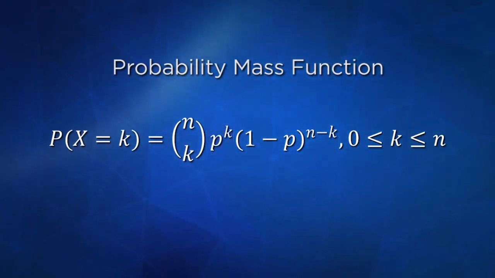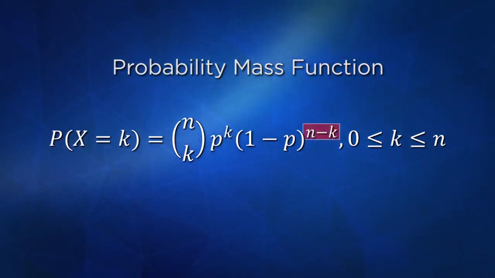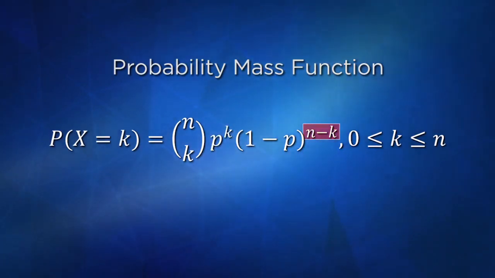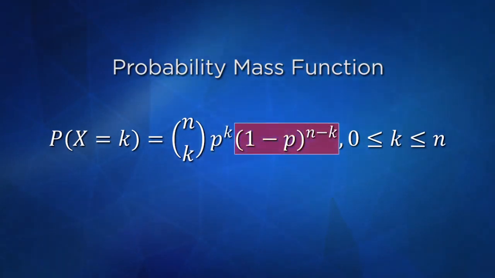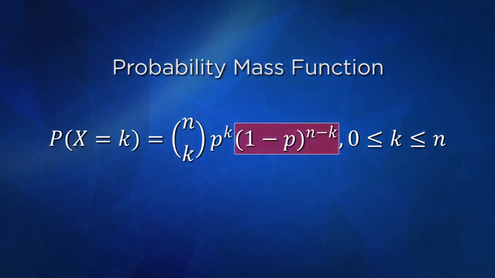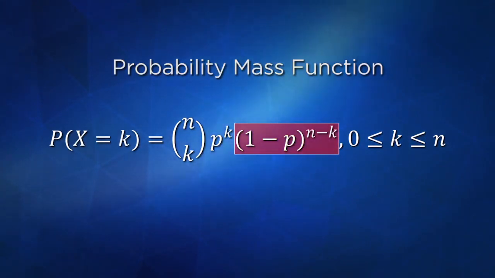Well, how many failures did we have? If our total equals n, then n minus k is going to tell us how many failures we had. And our failure probability is 1 minus p. So we take 1 minus p and raise it to the n minus k, and that tells us how many failures we had.